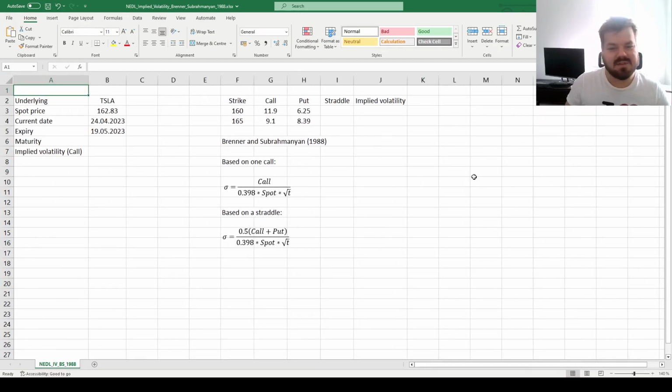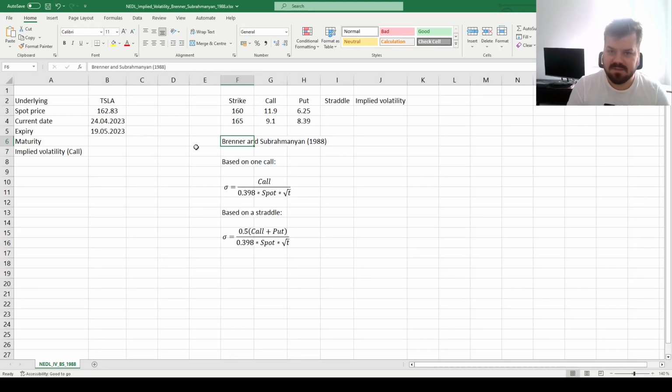My name is Saba, and today we're investigating a simple way to calculate the implied volatility of an underlying using option markets that has been proposed by Brenner and Subrahmanyan in 1988 in their famous article in Financial Analyst Journal. The idea behind it is quite simple.